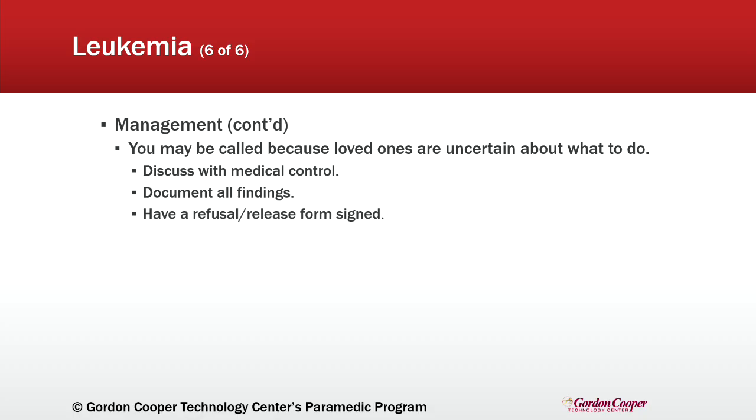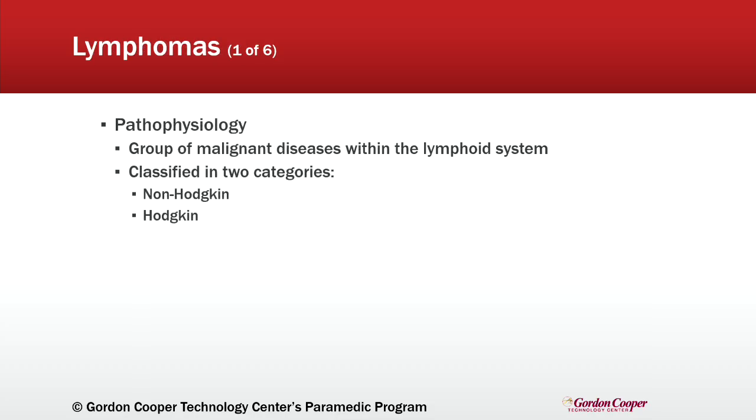In these instances, discuss the situation with medical control because they'll provide you with some direction. Make sure you document all of your findings and discussions that you have with medical control as well as the family. And if the family opts not to have the patient transported, be sure to have that refusal or release form signed before you leave the scene. However, if you do transport the patient, be aware that they could go into cardiac arrest with very little or no warning. Be sure you understand the patient's and the family's wishes regarding what you should do if something like this happens while you're on your way to the hospital.